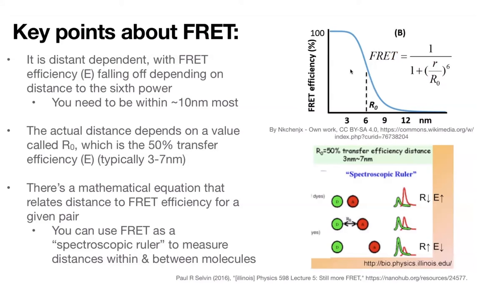And then remember this r naught, that was our 50% transfer efficiency distance. This is typically about 3 nanometers to 7 nanometers. The maximum distance at which you can still see any FRET is typically about 10 nanometers, which remember is 100 angstrom. Because you have that mathematical equation, FRET is sometimes referred to as a spectroscopic ruler. The closer they are together, the higher the FRET, the further they are, the lower the FRET. So by measuring the amount of FRET, you can determine how close together they are.